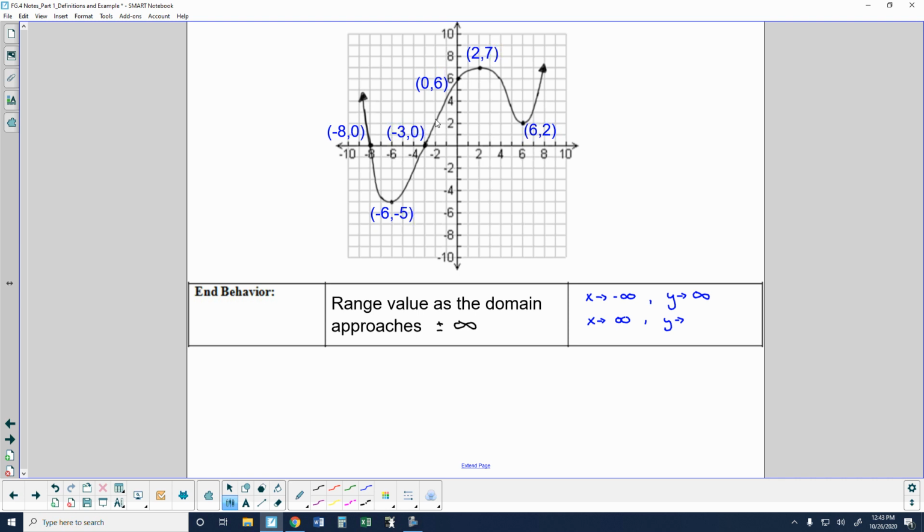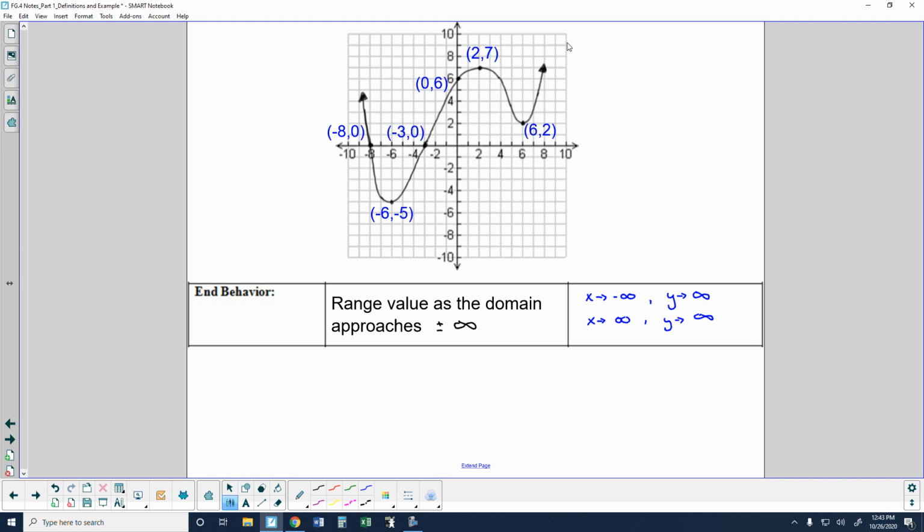As x approaches positive infinity would be going the other direction, so I can trace through this. As I go furthest to the right, here's my cursor going up and up and up. It never stops. So y approaches positive infinity. So this end behavior is basically looking at the ends of the graph. What is the graph going to do to the left? What is the graph going to do to the right? So this notation again, x approaches negative infinity means going towards the left, and y approaches positive infinity means we're going up. X approaches positive infinity means I'm going to the right, and as I go to the right, y also approaches positive infinity, so I'm going up.